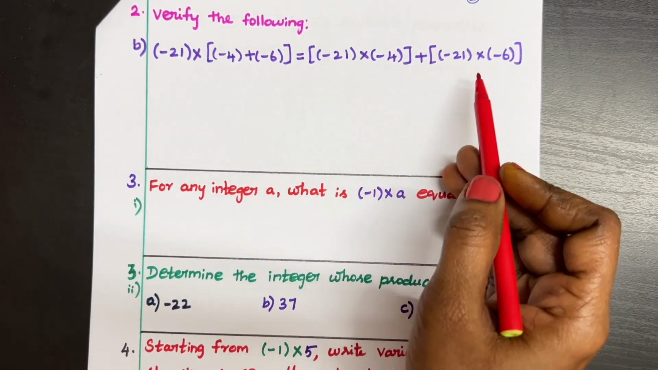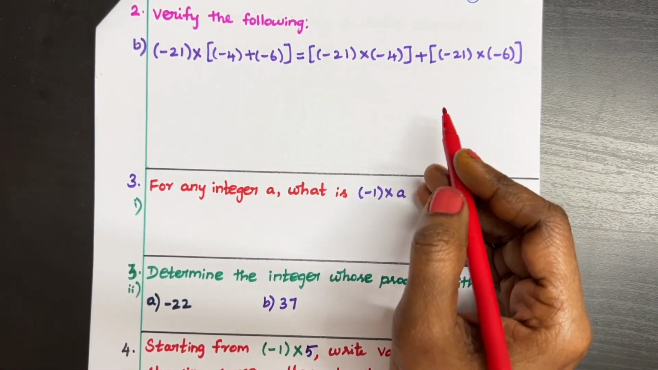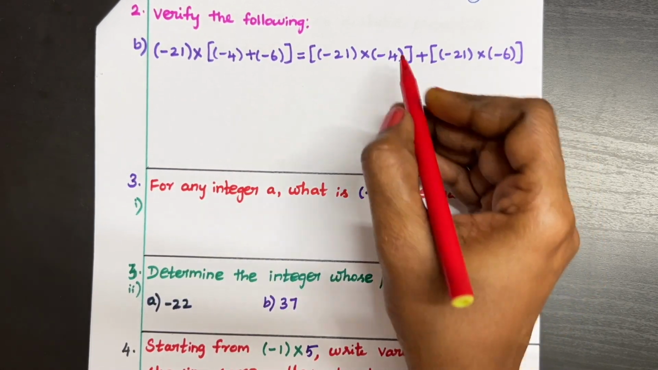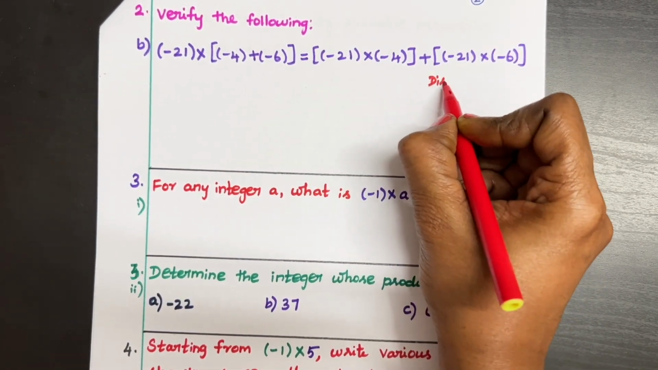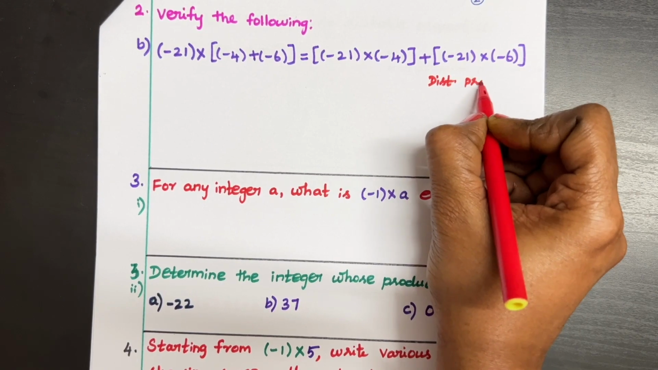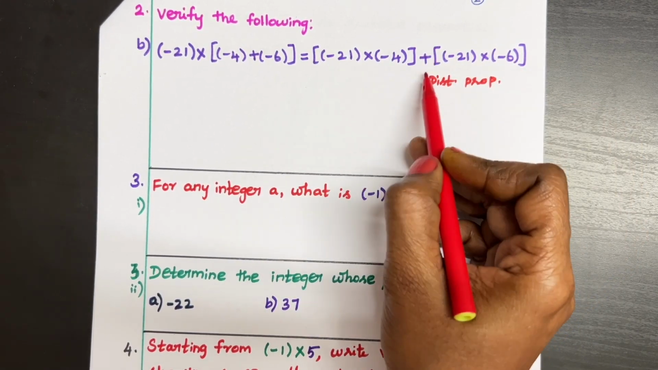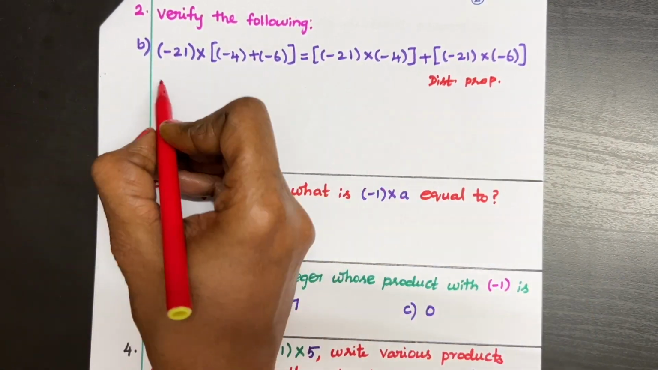Second question, verify the following. By looking at it, we can easily tell this is a property. Which property is it? Distributive property of multiplication over addition. See, we are going to verify this.